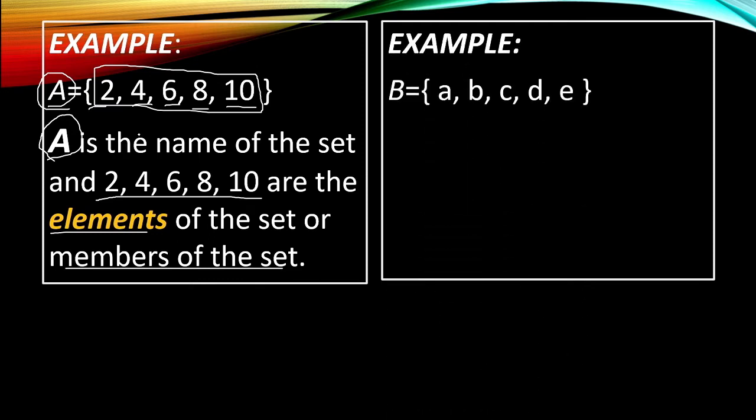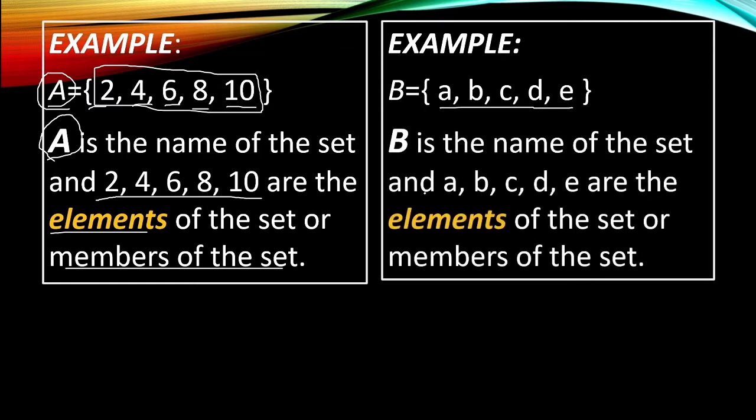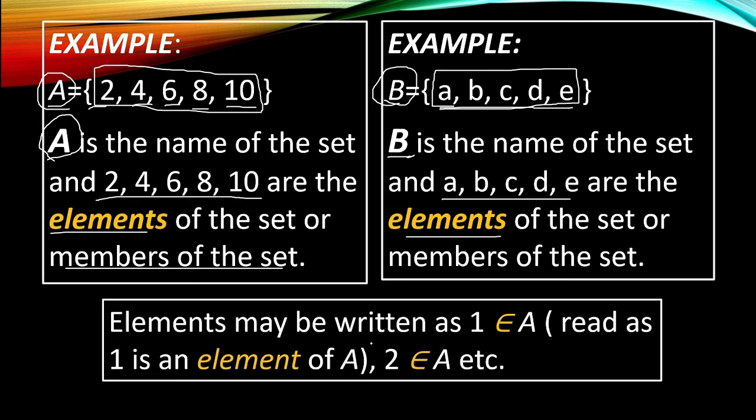Another example, set B has elements A, B, C, D, E. So B is the name of the set, and A, B, C, D, E are the elements of the set or members of the set. Elements may be written as 1 ∈ A. So as you can see, this is the symbol for element.